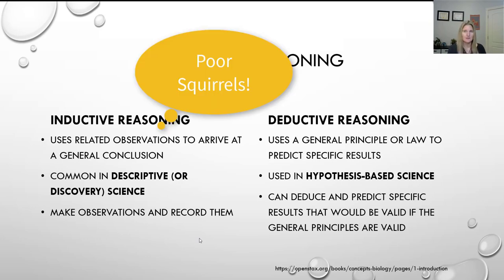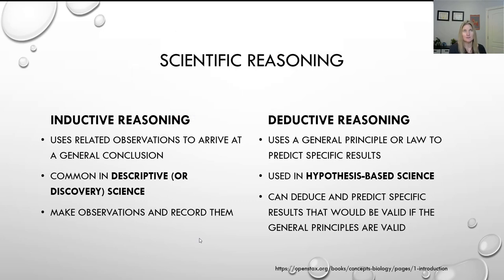Okay, so I'm taking that general principle that they're perfectly adapted to the environment, so if the environment changes, they're no longer going to be adapted to it. And I can test that, right? I could certainly cover my landscape with concrete and see if any squirrels hang out after I've done that. So that's more hypothesis-based science, so that is what we use deductive reasoning for.